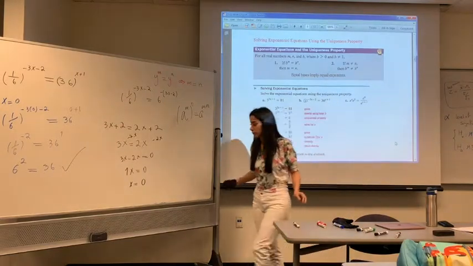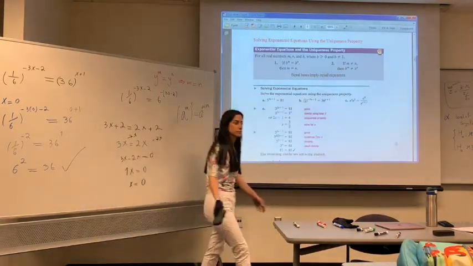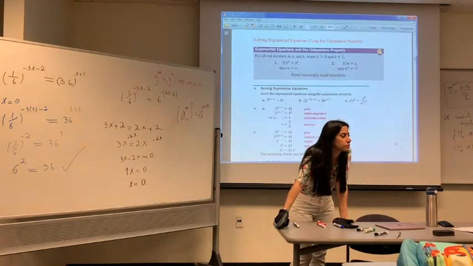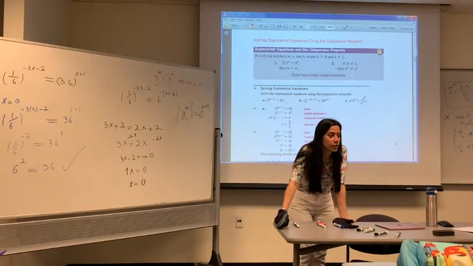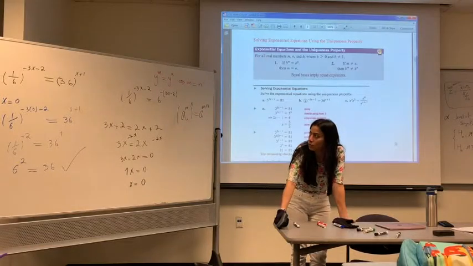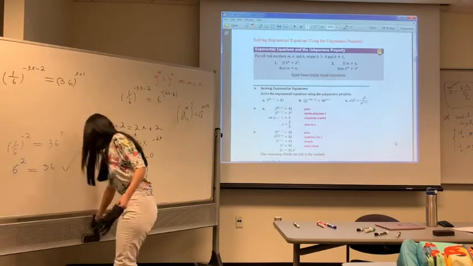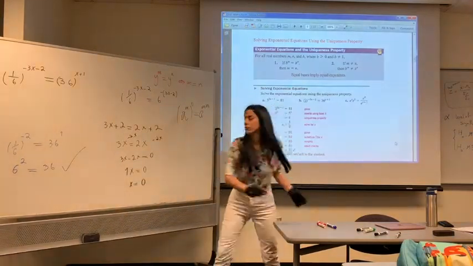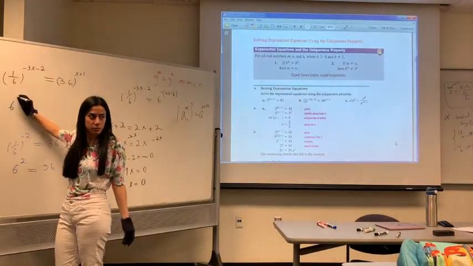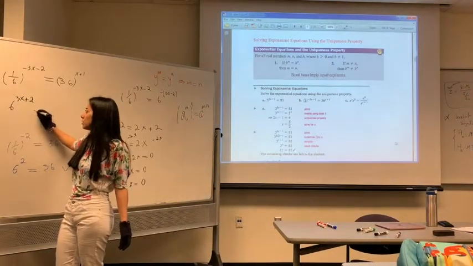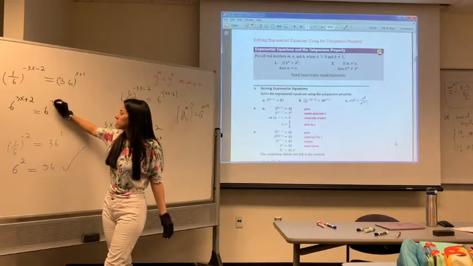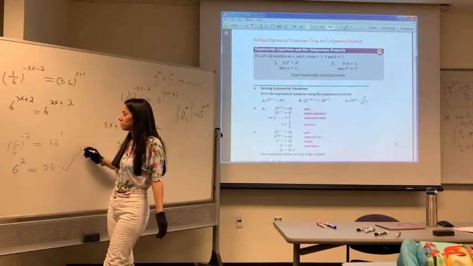Can you, instead of using the original equation, use the 6 power 3x plus 2 equals 6 power 2x plus 2 equation to make it simpler? Yeah, of course, you can do that when we want to check it. So what was that, the second step or third step? Third step. 6 power 3x plus 2 equals 6 power 2x plus 2. Yes.